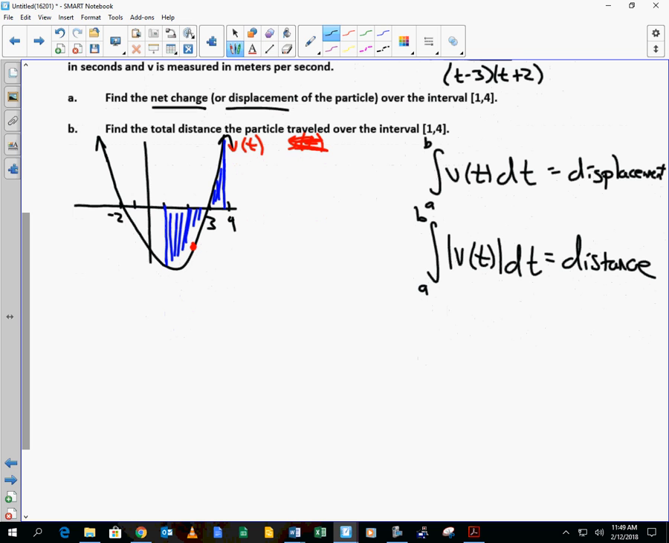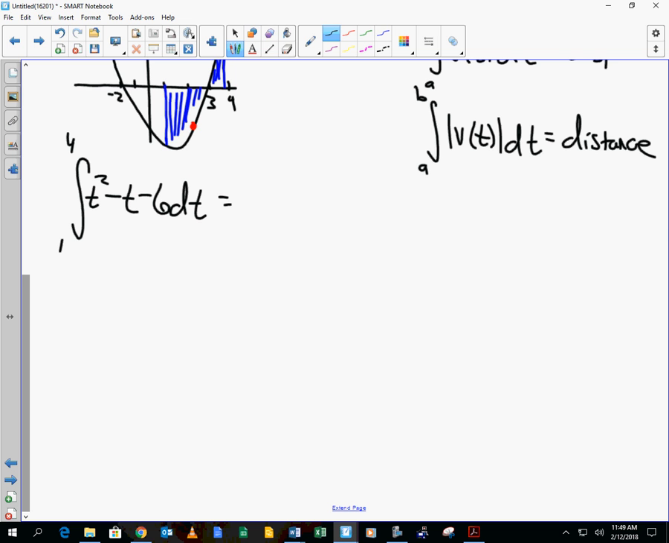Find the net change or the displacement. We're going to look at the integral from 1 to 4 of t squared minus t minus 6 dt. The antiderivative of t squared minus t minus 6 is t cubed over 3, and you evaluate that at 1 and 4.